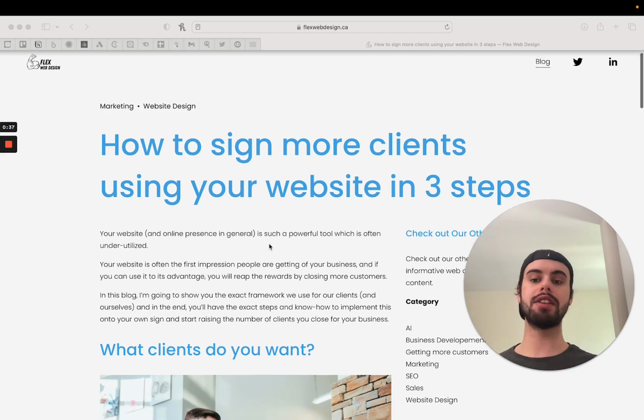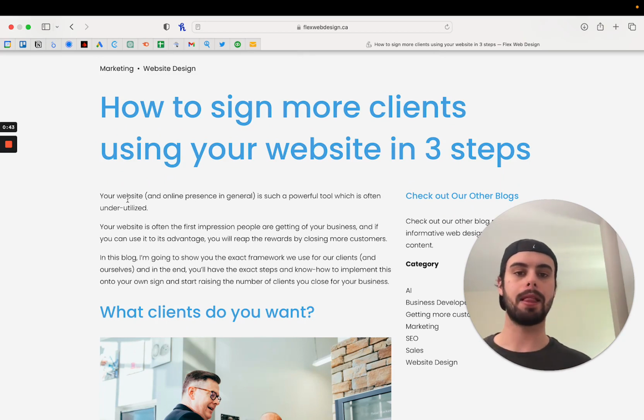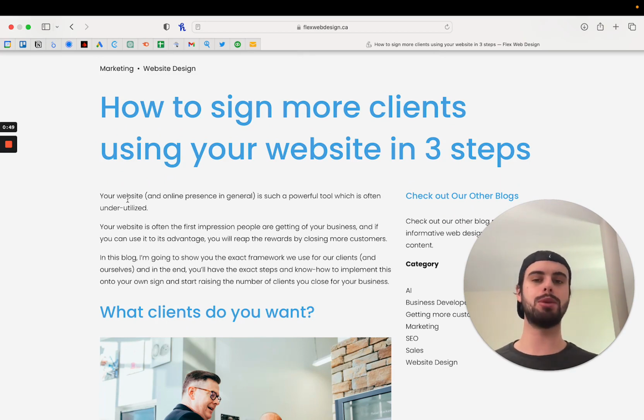Getting started right off the bat, your website is such a powerful tool and it's often underutilized, right? Typically, companies will come to us and they operate mainly off of word of mouth and referrals, so they don't think that they need to do too much with their website. While the website isn't intended to get them the leads, there's absolutely a time and a place to optimize your website in a sales process where your customers and leads are coming from word of mouth and referrals.